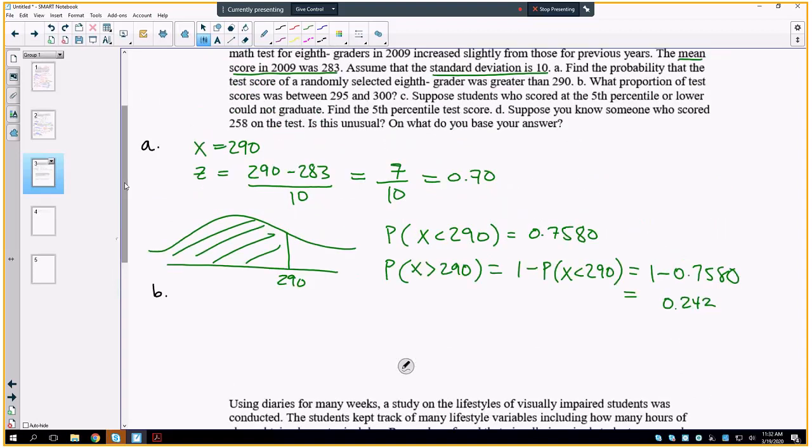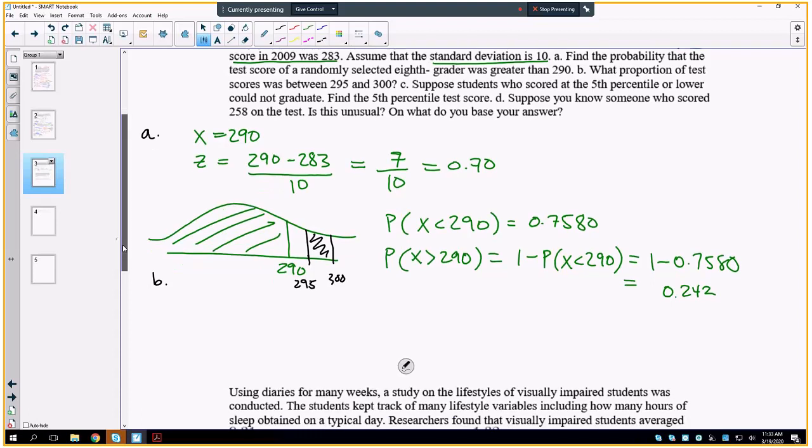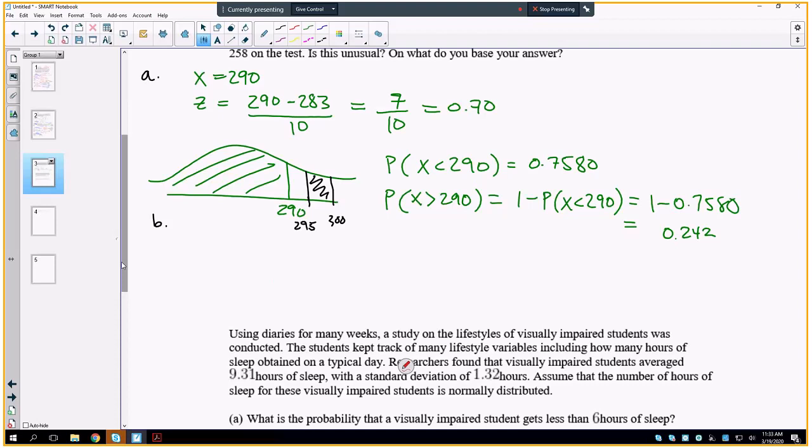What proportion between 295 and 300? So 295 should be somewhere higher than 290, and 300 also here somewhere. So I'm looking for that kind of an area. Well, first of all, I need z-scores. So let's convert these numbers.